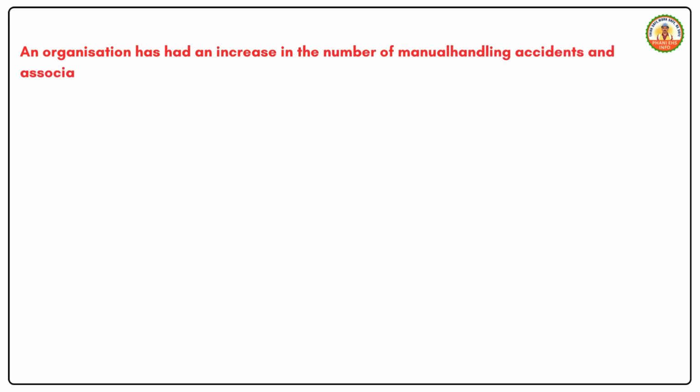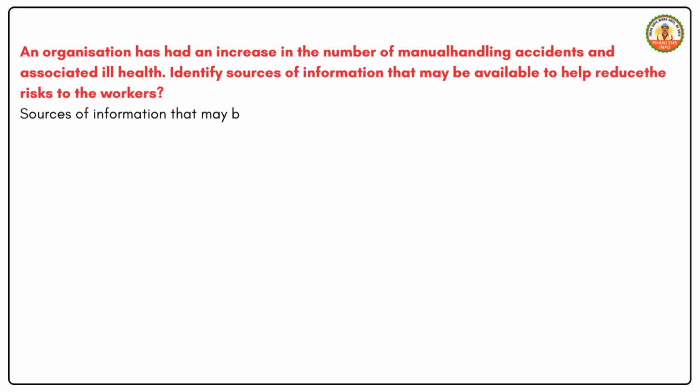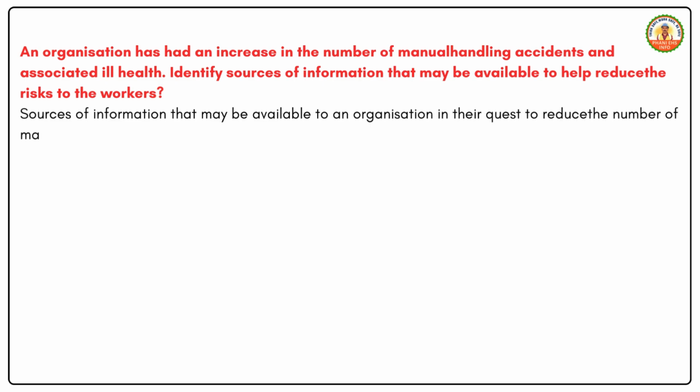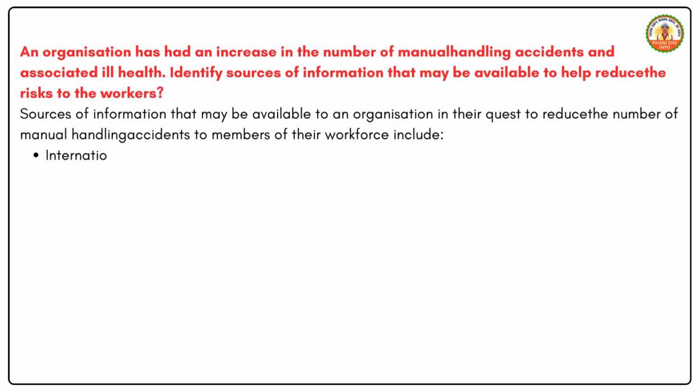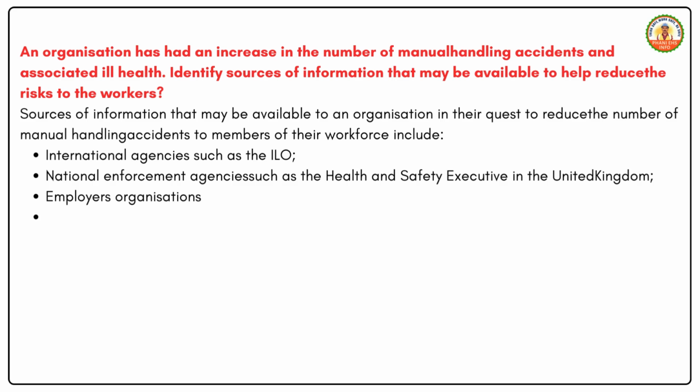An organization has had an increase in the number of manual handling accidents and associated ill health. Identify sources of information that may be available to help reduce the risks to the workers. Sources of information that may be available to an organization in their quest to reduce the number of manual handling accidents to members of their workforce include international agencies such as the ILO, national enforcement agencies such as the Health and Safety Executive in the United Kingdom, employers' organizations, and trade unions.